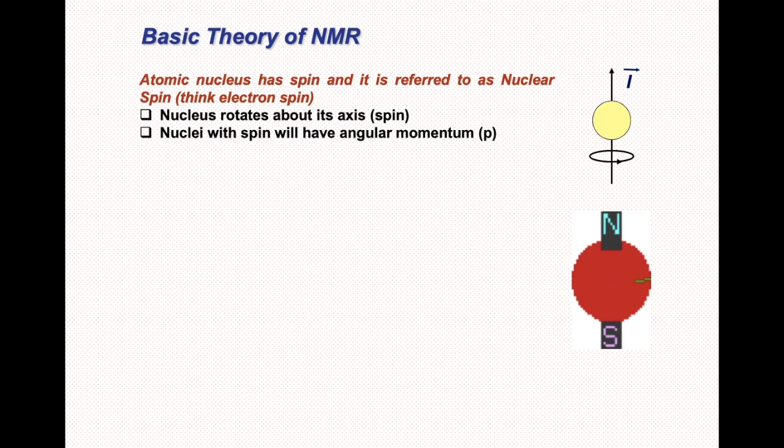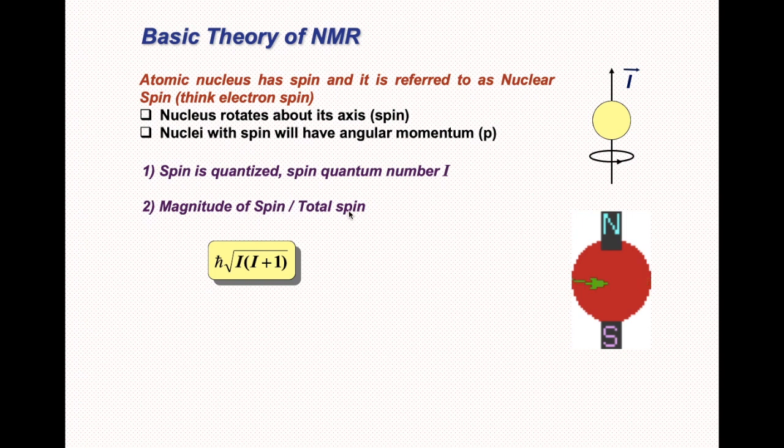As we learned from quantum mechanics, electron spin is quantized. Similarly, atomic nucleus spin is also quantized. Let us consider the spin quantum number of a nucleus to be I. The magnitude of the spin, or total spin, of the atomic nucleus is given by h cross multiplied by the square root of I into I plus 1, and it has 2I plus 1 spatial orientations. That means, if the spin of a nucleus is half, it will have either a plus half state or a minus half state, and in total it has 2 spin states.